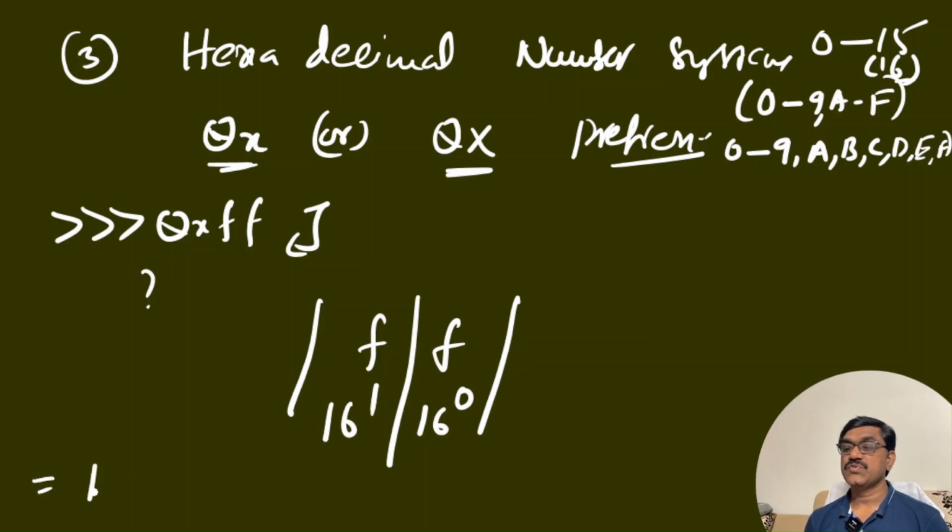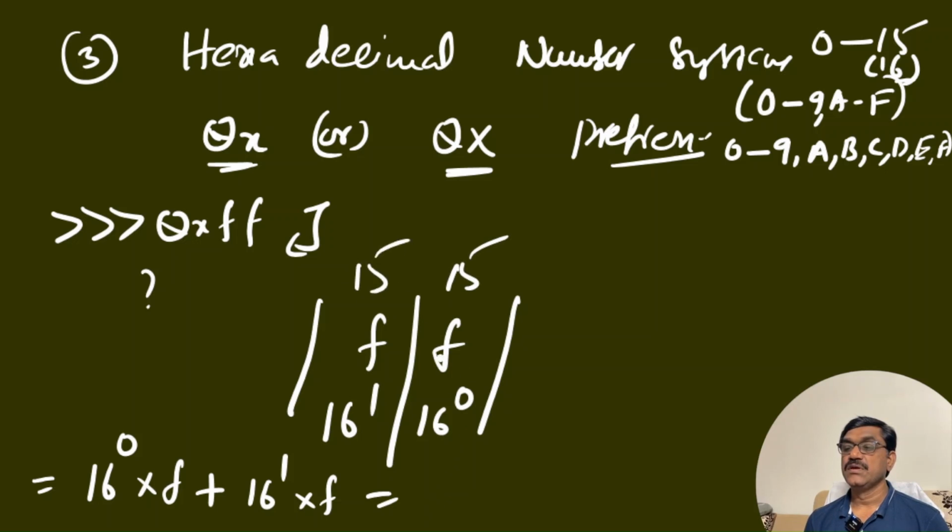Now again do the same process: 16 to the power of 0 into F plus 16 to the power of 1 into F. Anything to the power of 0 is 1. F means 15. Please remember, F is nothing but 15. You replace F with 15. 15 into 1, 15 plus here 15 into 16.